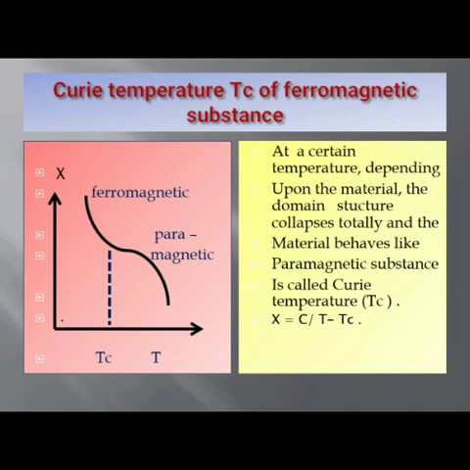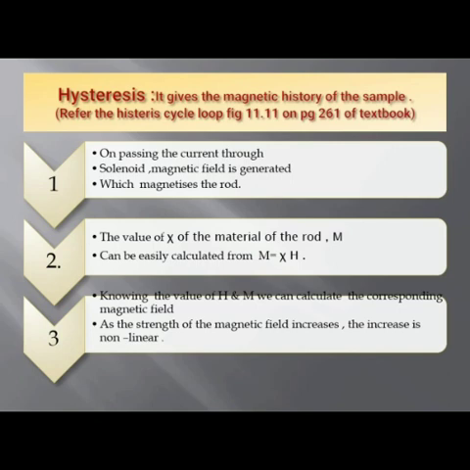When I write down the formula, my magnetic susceptibility is equal to capital C divided by T minus Tc, that is the Curie temperature. When you see the diagram, students, it is very much evident that the magnetic susceptibility is along the y-axis and the temperature is along the x-axis. The ferromagnetic curve shows a downward slope where the paramagnetic material is formed just because of the domain structure getting distorted. Let us move on to one more concept which is called hysteresis.